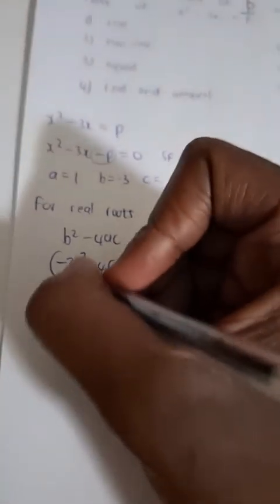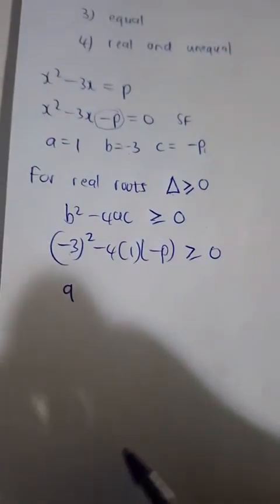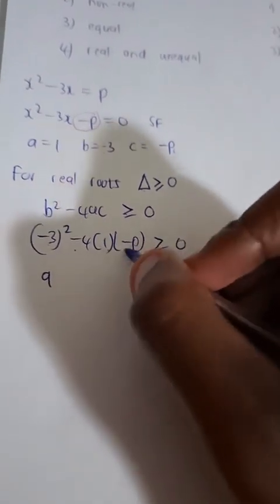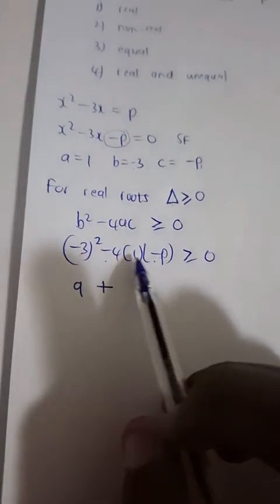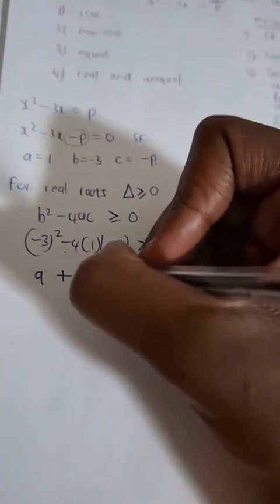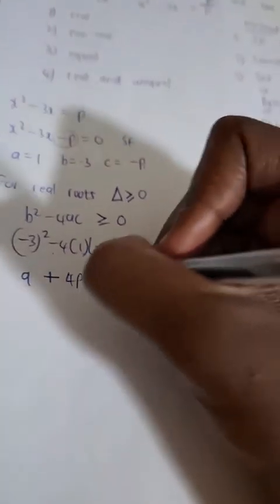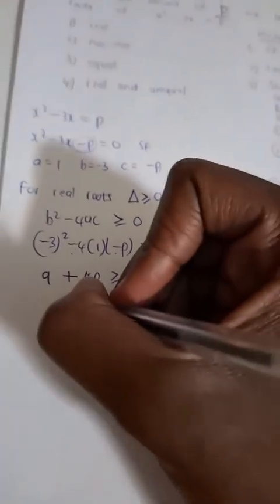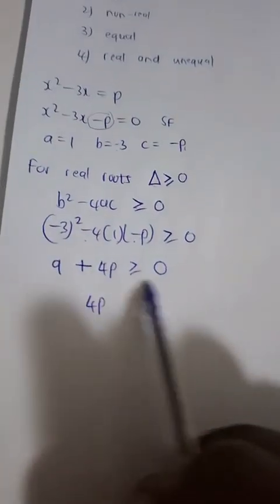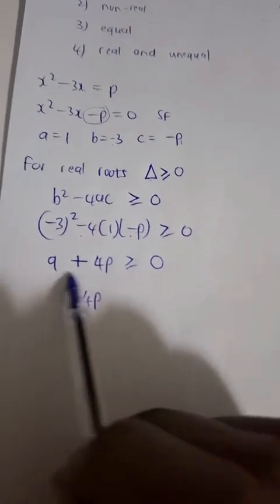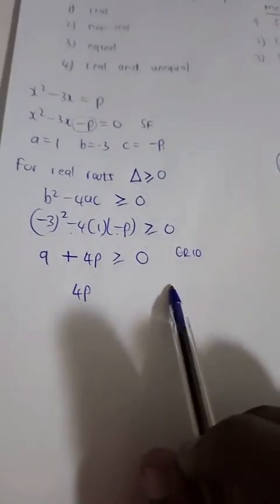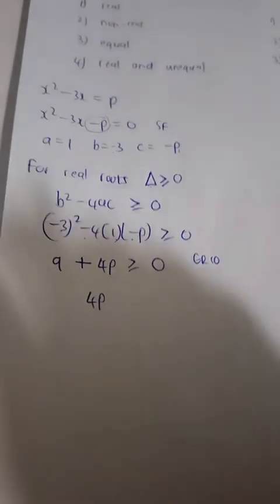Then we can continue. Negative 3 squared is positive 9. Minus 4 times 1 times negative p. What's negative times a positive times a negative? That gives us a positive. 4 times 1 times p, 4p, greater than or equal to 0. Does that make sense? Then last and final step, we are solving what type of inequality? It's a linear inequality. It's the grade 10 type of inequality. So this one is straightforward.